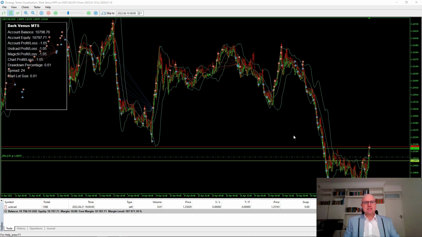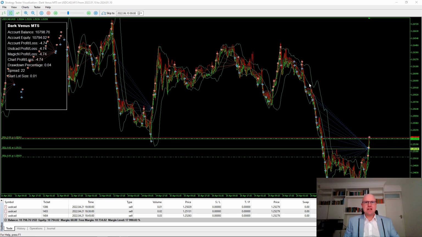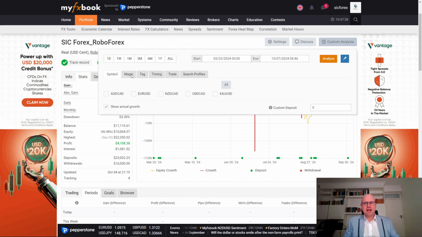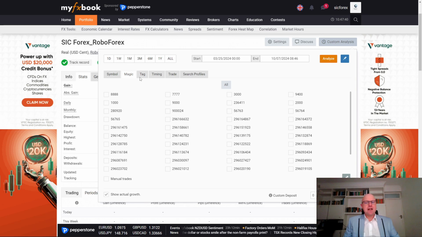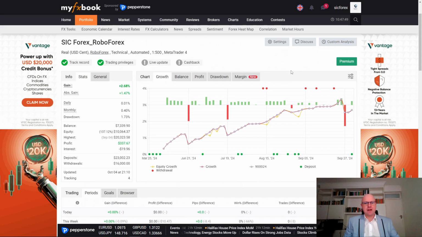Now that we have looked at what martingale risk is, let's take a closer look at the results that I have been able to achieve using the settings we'll be featuring in today's video. So now that we have covered that part of it, let's take a look at some results. Now the Dark Venus settings that I've been using has been running under the magic number 9024. 9000 signifying that it's closing on Fridays, and 24 because it's for the year 2024.